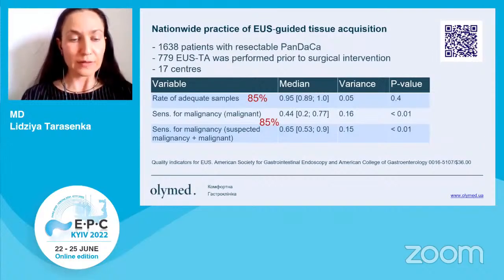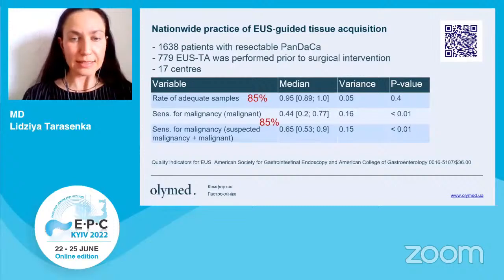17 centers, more than 1,600 pancreatic surgeries were done. 779 of these patients underwent EUS tissue acquisition prior to surgical intervention. And the goal of this study was to define, is there a practice variation? We see that the rate of adequate samples reached the suggested benchmark of 85%, but sensitivity for malignancy was much, much lower than 85.